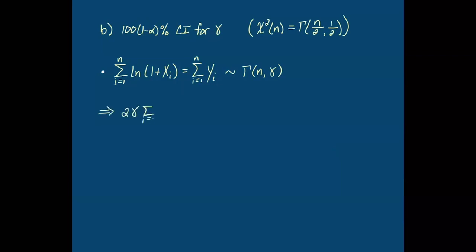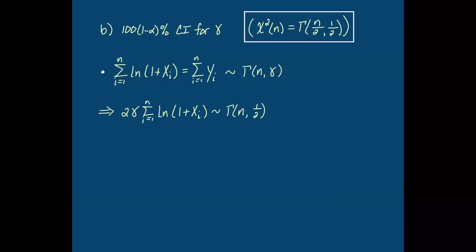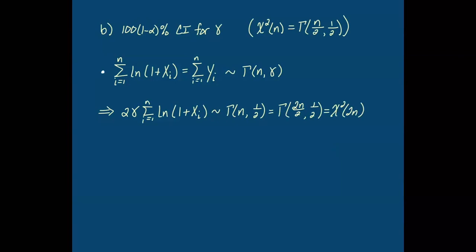In other words, 2 gamma times the sum of the log of 1 plus the Xi has a gamma distribution with first parameter n and second parameter 1/2. To get it into this form up here, note that n can be written as 2n over 2. Now we recognize the chi-squared distribution with 2n degrees of freedom. To construct a confidence interval, we're going to need chi-squared 2n critical values.